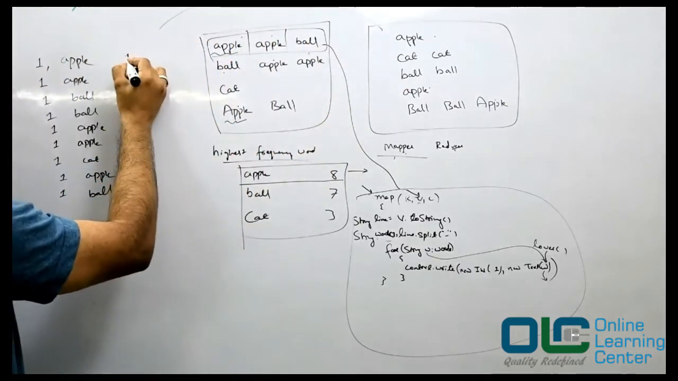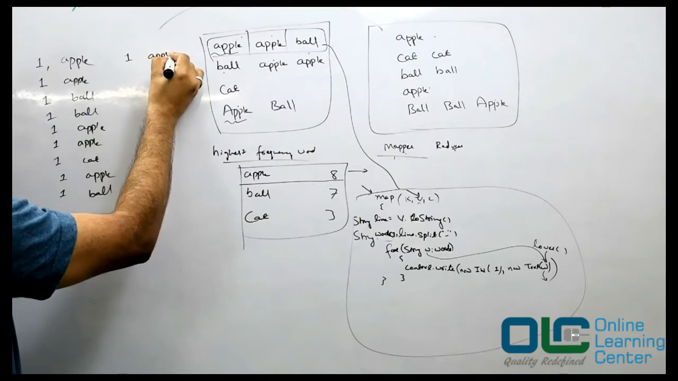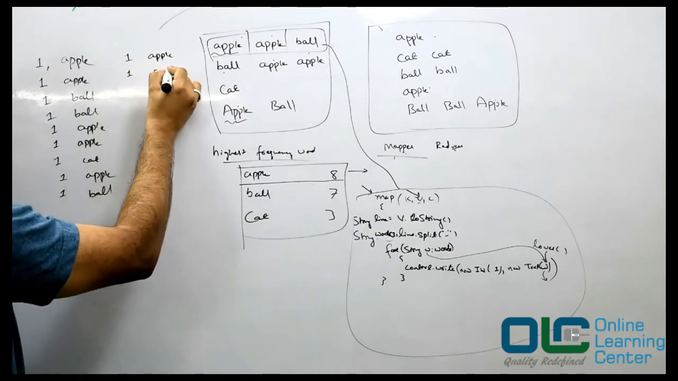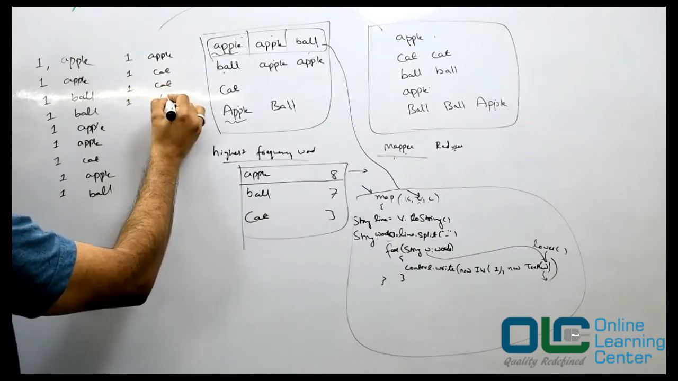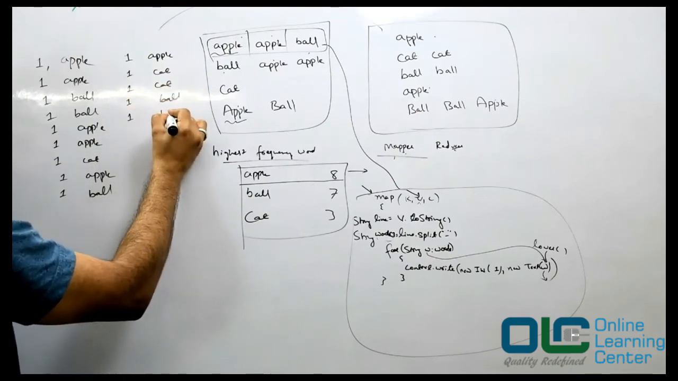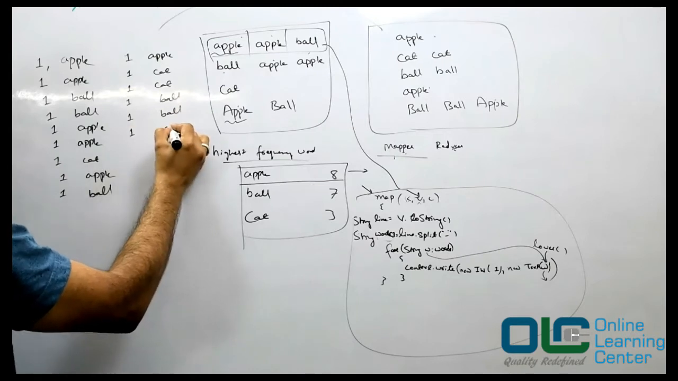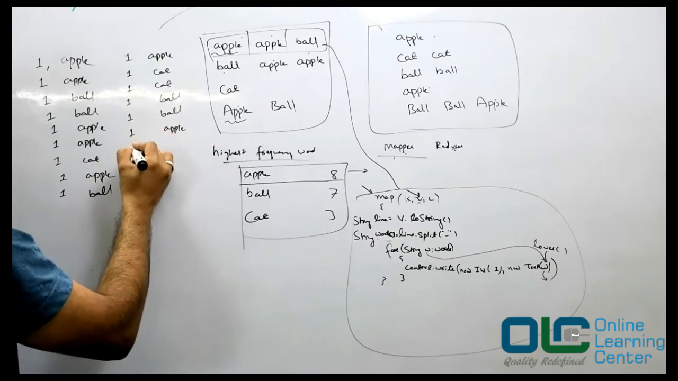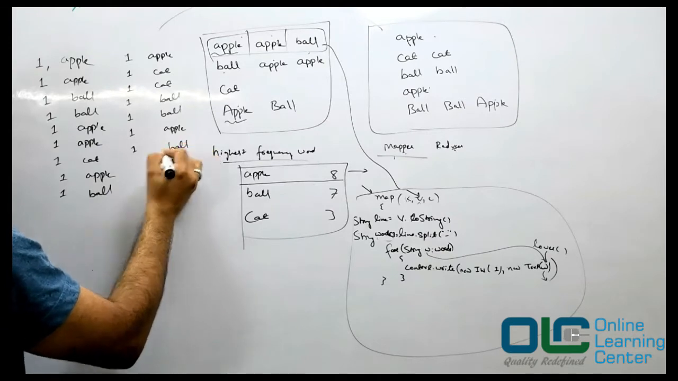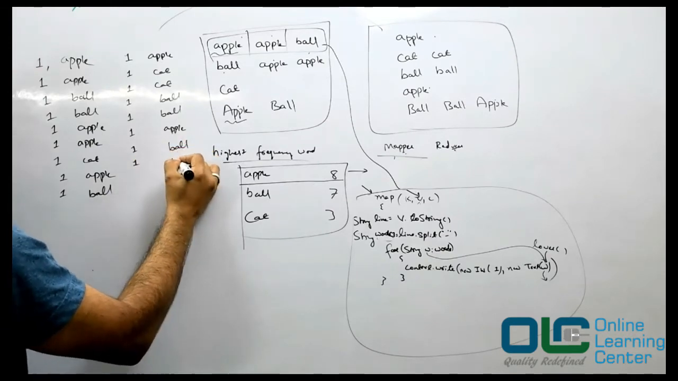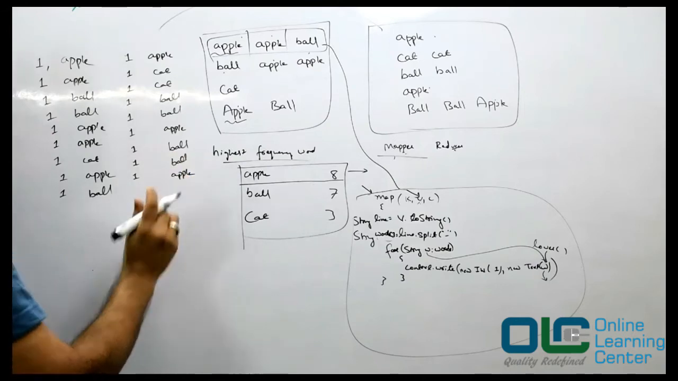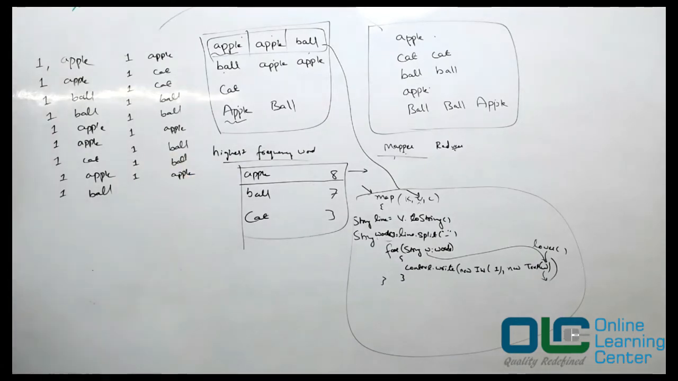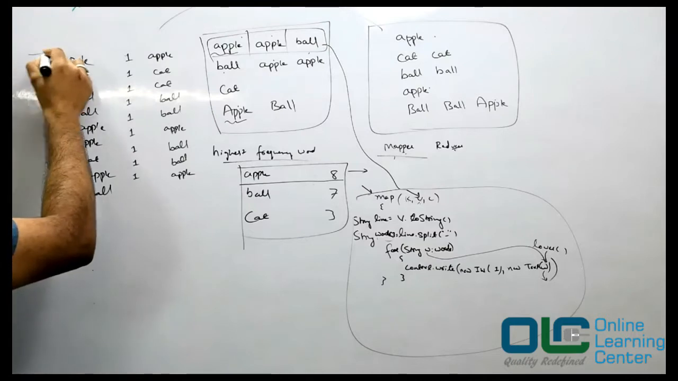Now for this data set, again, you'll get this. You'll get 1 apple. Again, you'll get 1 cat. Again, you'll get 1 ball. Again, you'll get 1 apple. Okay, again, you'll get 1 ball, small b. Again, you'll get 1 apple. Right, done.